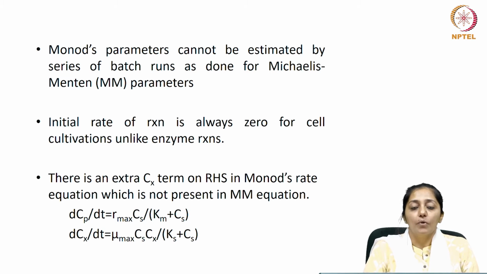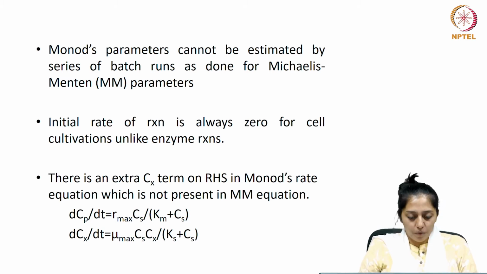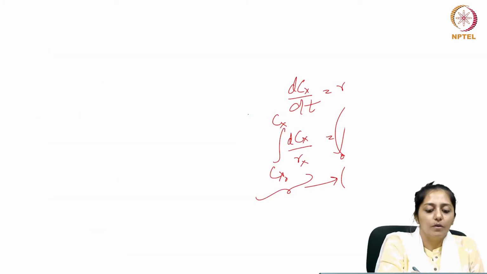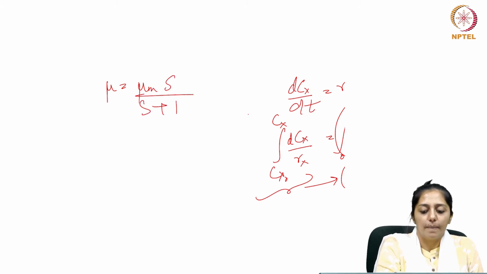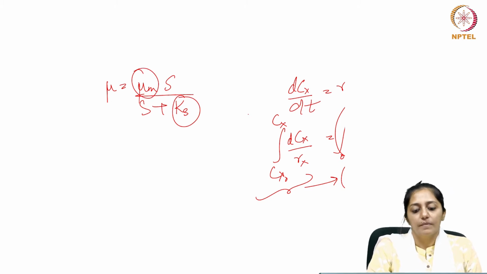Now, Monod's parameters. If you remember Monod's equation, in order to make the Monod's model for a system, we will have to define the values of these constants in the Monod's model, which we call the maximum specific growth rate and the Monod's saturation constant, Ks. How to determine the value of these?